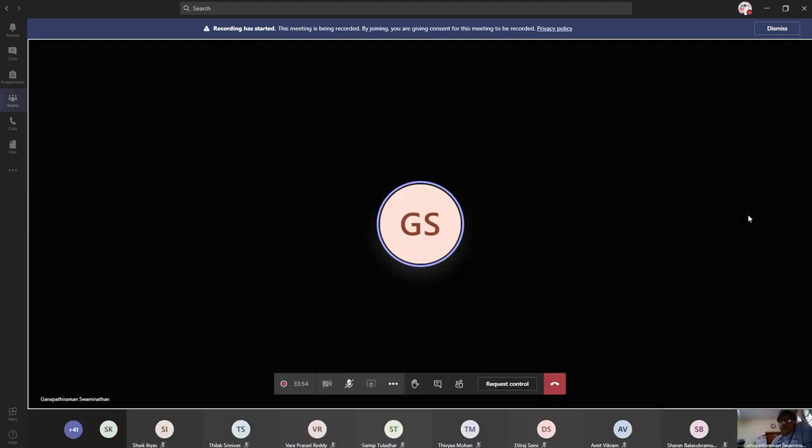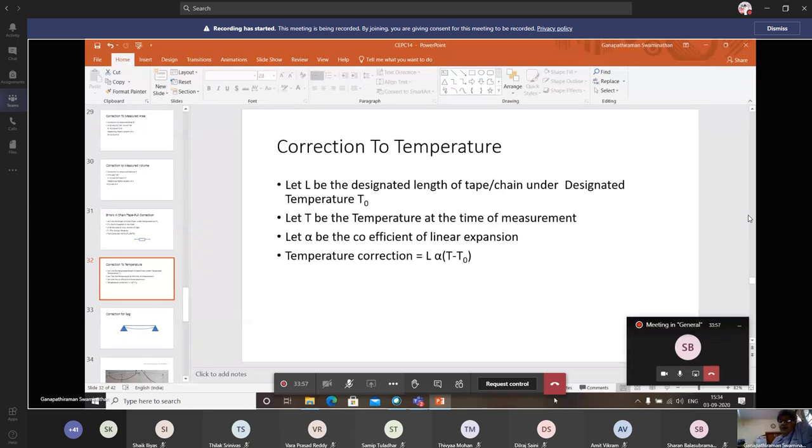So correction to temperature is L into alpha into T minus T naught. So this is what is called a temperature correction. When I'm taking up a triangulation survey, I will not repeat this, because there also correction to the tape measurement will come. There I will not repeat it. Learn it yourselves.